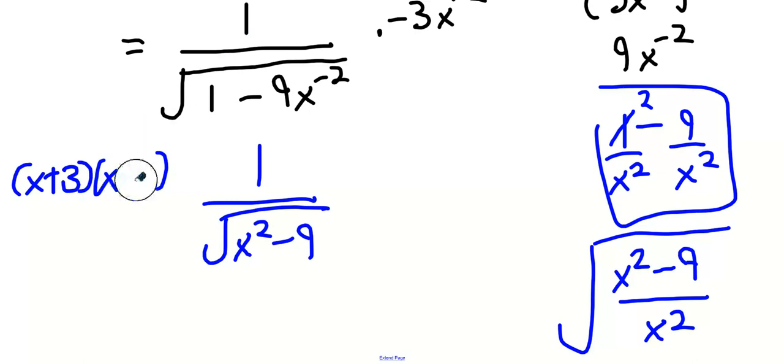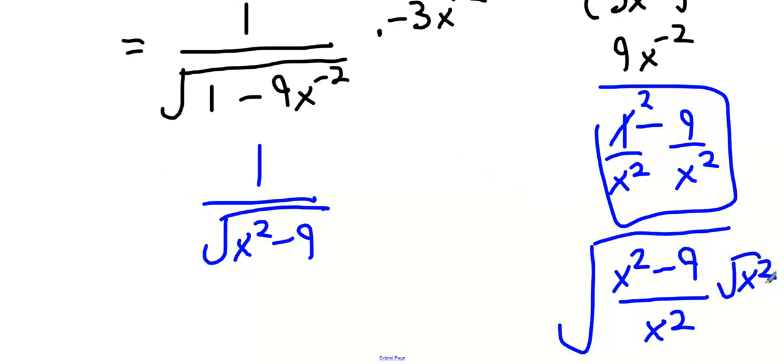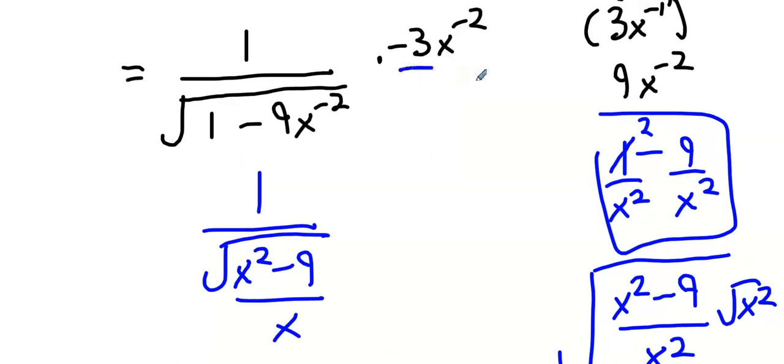Is that okay? Now, what happens to the bottom bracket then? What happens to the square root of x squared on the bottom? Just x, isn't it? Now, look up here. What can I do with this part here? Minus 3 over x squared. Do you see that x on the bottom? What does it cancel with? That's your answer. Minus 3 over x times root x squared minus 9.